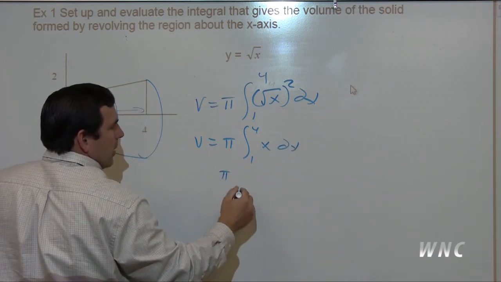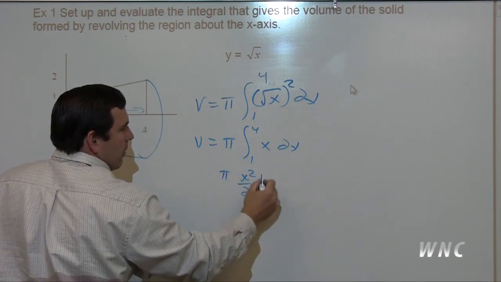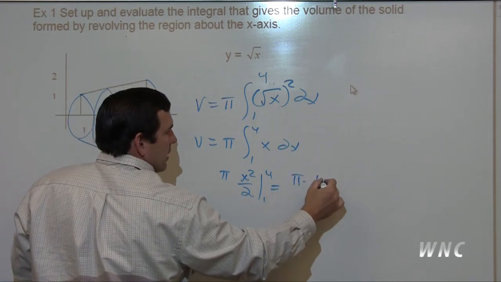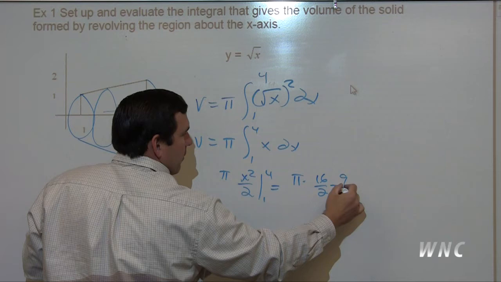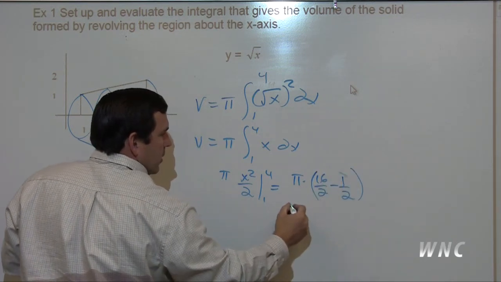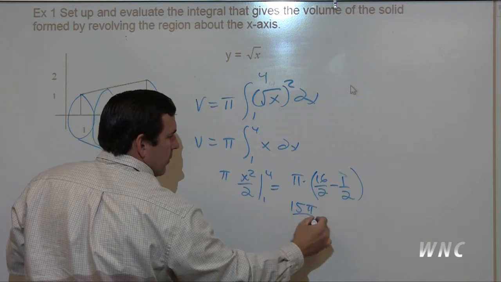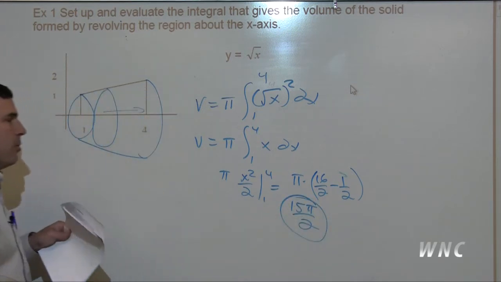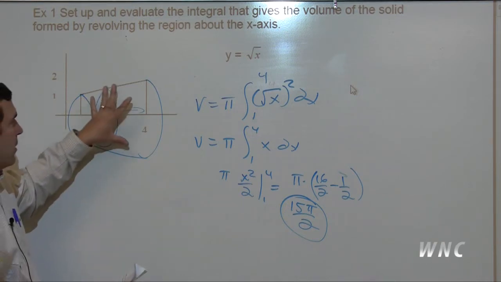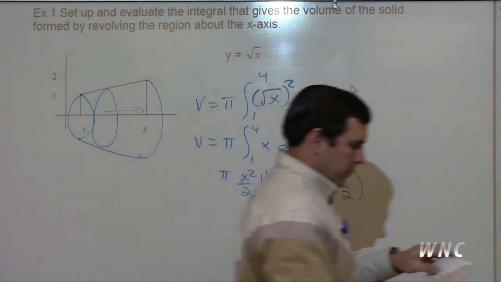So pi times x squared over 2 from 1 to 4. So it's pi times 16 over 2 minus, or sorry, 1 over 2. So that's going to be 15 pi over 2, which is the volume of this shape. That's the volume of this shape here.